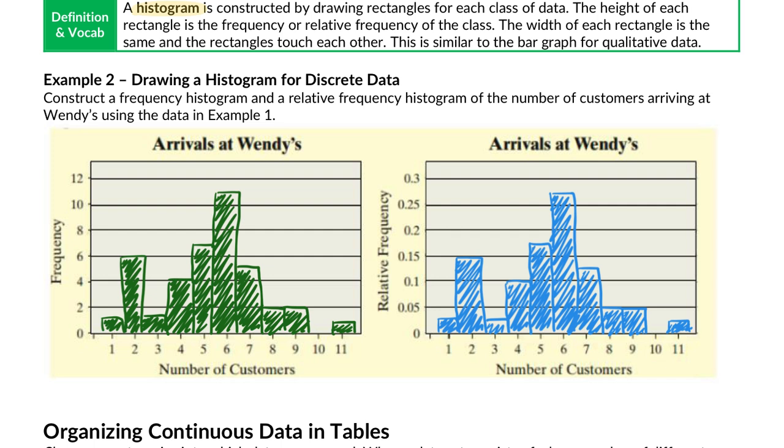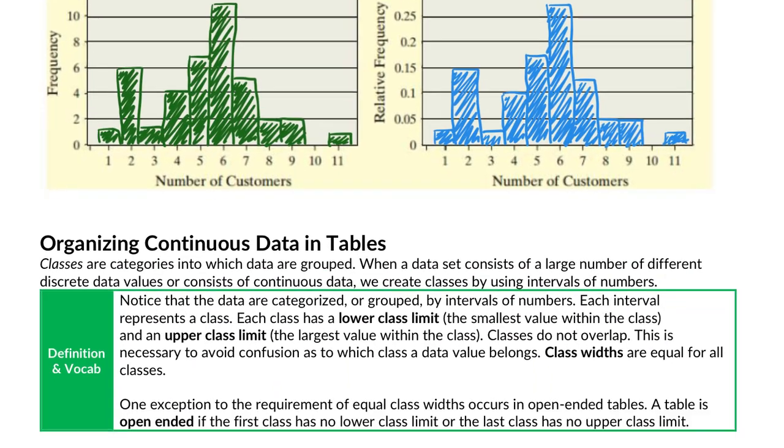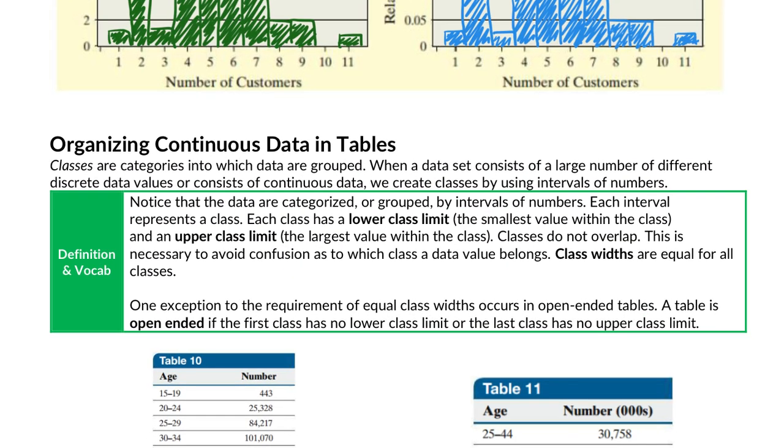So first part of today, we talked about discrete data, which is data you can count. We're going to start talking about continuous data, which is going to be data in general that we measure or that has decimals and fractions and different things like that. So classes in these types of data are usually going to be intervals of numbers. This is the little hint we talked about earlier. So our classes this time are going to be intervals. Notice that the data are categorized or grouped in these intervals. Each interval represents a class.